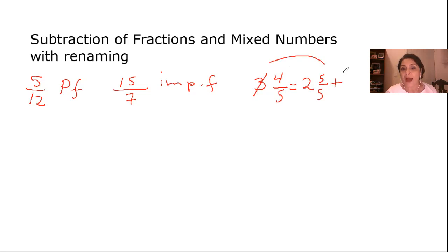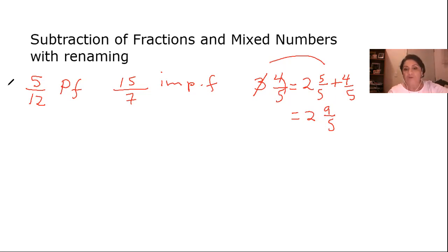So I have to add, so I can rename this mixed number. So what do I have here? I have 2 and 9/5. We can simplify this process by just adding these two: 5 plus 4 is 9, and I copy the denominator. So if I want to rename 3 and 4/5, that is equal to 2 and 9/5.